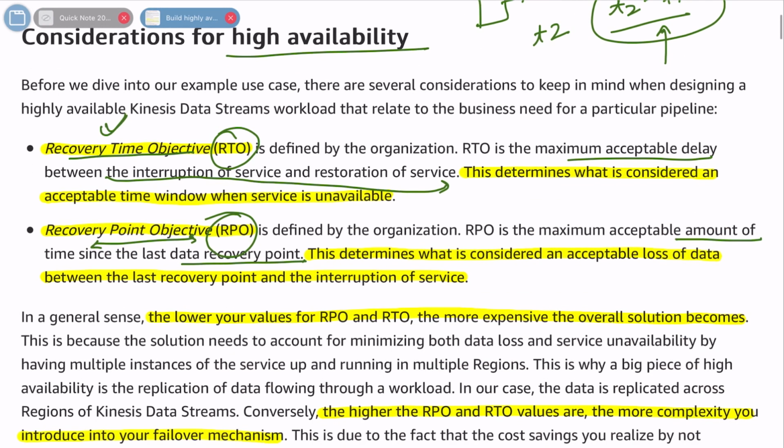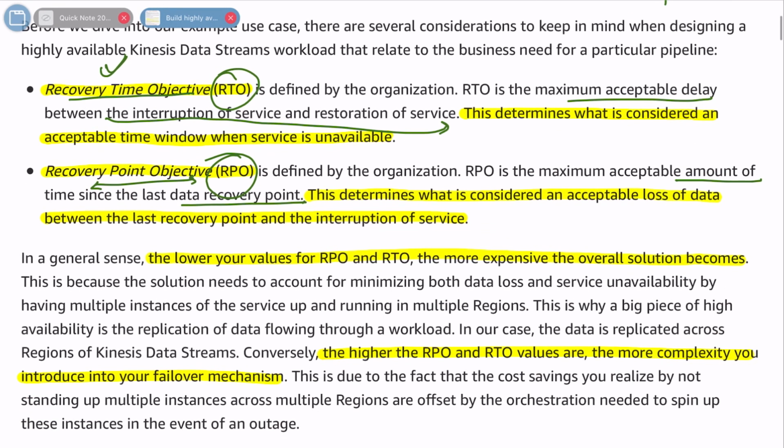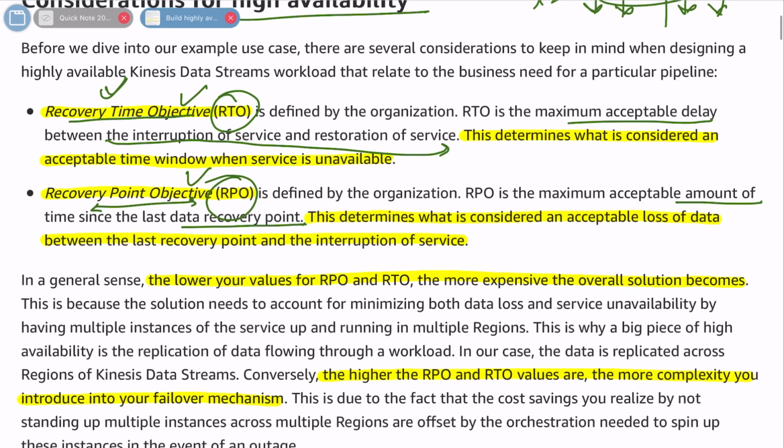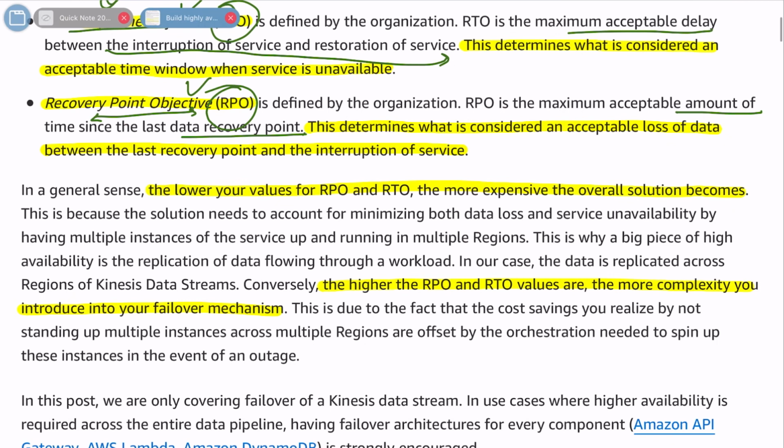Okay, so that is the thing which is considered by RTO and RPO. And what we want to do is ensure that this is minimum. If this is minimum, then your system will be maximum available. In a general sense, the lower your value of RPO and RTO, the more expensive the overall solution becomes.